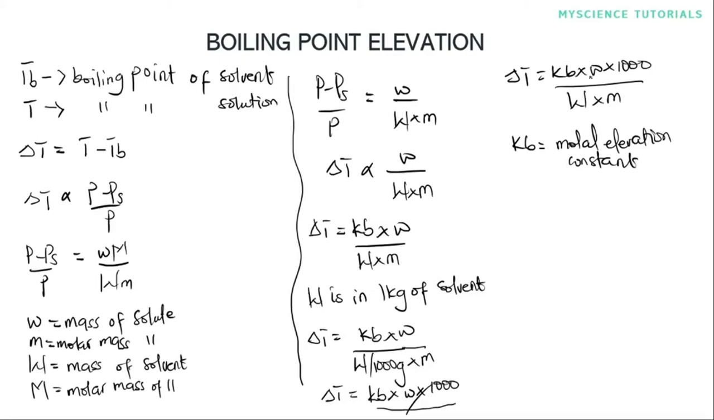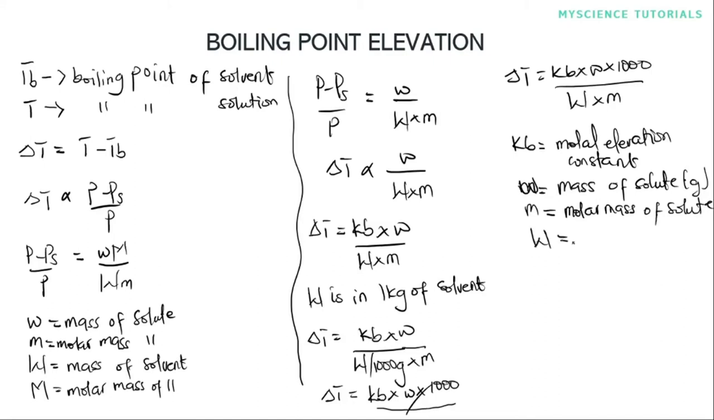And small w over here is the mass of solute. Small w is the mass of solute, that is in grams. Then small m is the molar mass of solute. And capital W is the mass of solvent, also in grams.